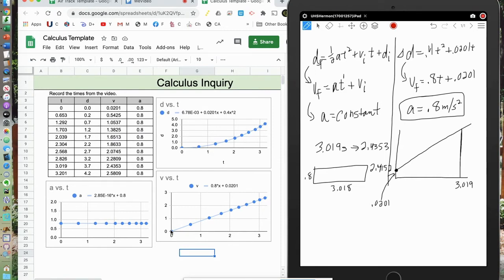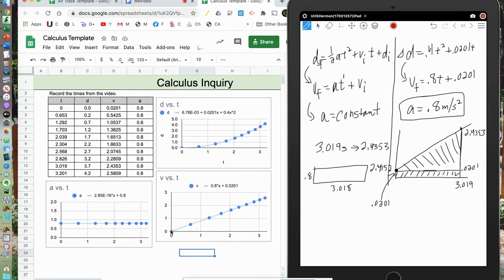And you'll notice that since I exaggerate a little bit, you'll see that there's a rectangle right here, and then there's a triangle. Okay, and so we want to figure out what the area is under that. So what's the velocity up here at this point? We actually figured that out already. It's 2.4353. Okay, and the velocity right here is 0.0201. So the area underneath the velocity time graph should be the displacement that it has traveled at that time.